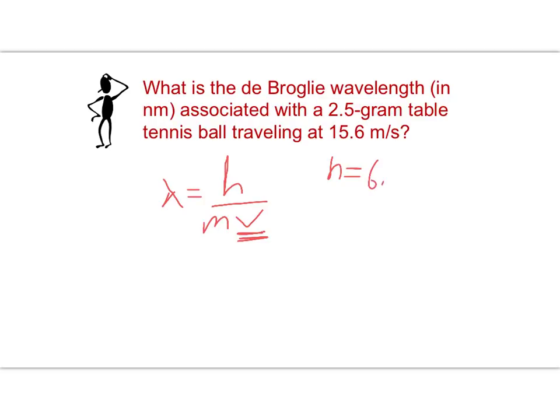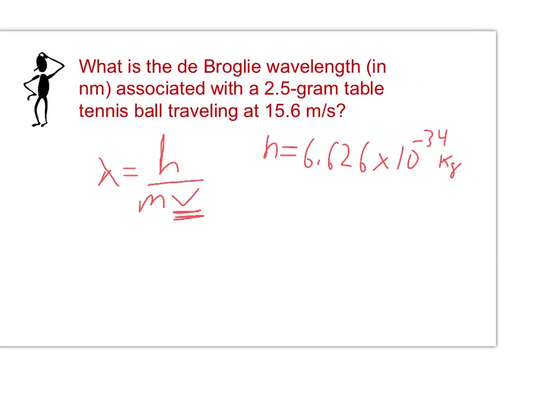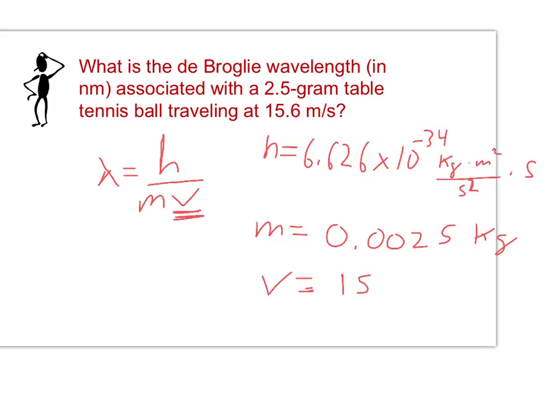So this type of problem is a plug and chug, but write all the values. Planck's constant, 6.626 times 10 to the minus 34 kilograms meter squared, second squared, times second. The mass is given to us in grams, but it must be kilograms. So 0.0025 kilograms. The velocity needs to be meters per second, which it is. Plug in those values.